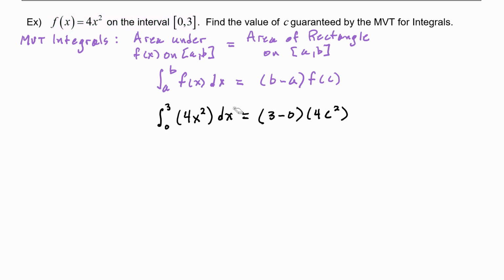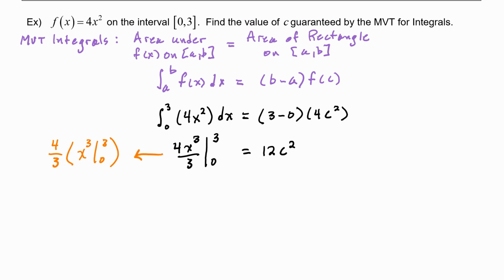Now this integral we can do. We know that it would be 4 times x cubed over 3, evaluated from 0 to 3, and that will have to equal 12c squared when we simplify that right-hand side. Now when we go to evaluate this with the fundamental theorem of calculus, you can think of it as pulling that 4/3 out front, and then we can evaluate x cubed from 0 to 3. So that's how I want to think of this.